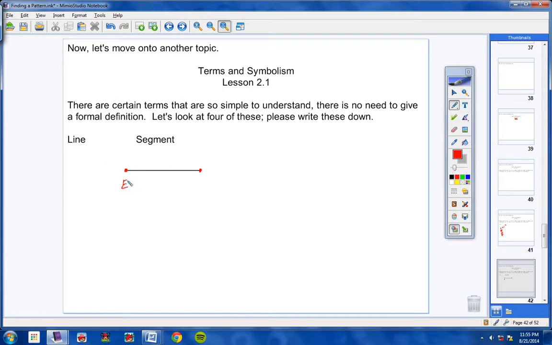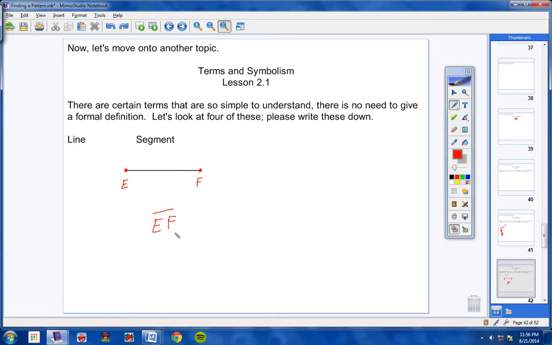If I have an E here, please take some really good notes on this, and an F here, I could call this segment EF, and you just put a little line like that. You don't put arrows on the end, and you don't put points on the end either like that. You just simply put a slash, and you say segment EF.